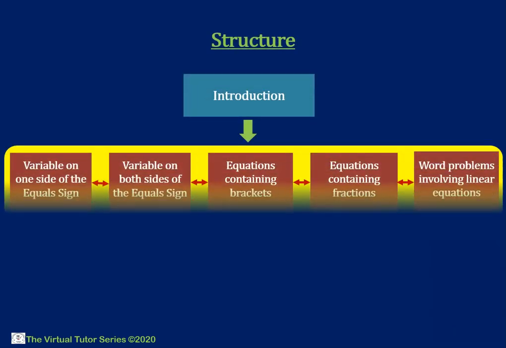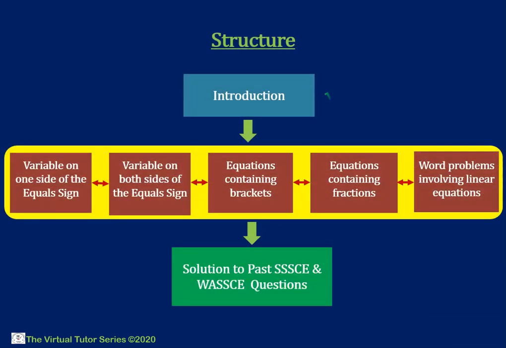In our previous lesson, we covered a type of linear equation in which the variable is on only one side of the equal sign. In this episode, we take a look at another type of linear equation in which the variable is on both sides of the equal sign.